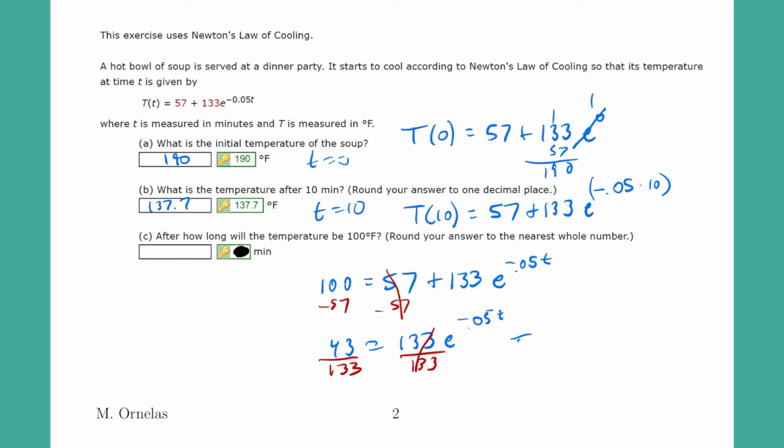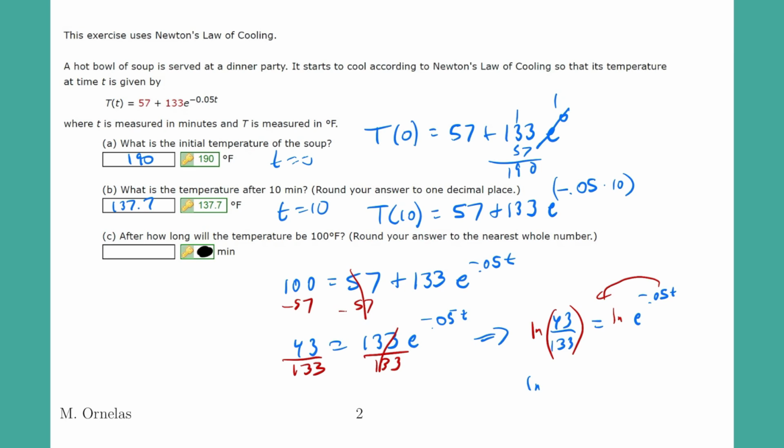Divide both sides by 133 to get rid of that coefficient. And then we have 43 over 133 equals e to the negative 0.05 t. Now we take the natural log of both sides, bring down the exponent, so we're going to have natural log of 43 over 133 equals negative 0.05 t. The ln and the e cancel out, and our final step is to divide by the coefficient.